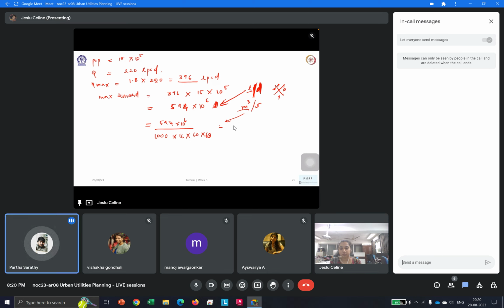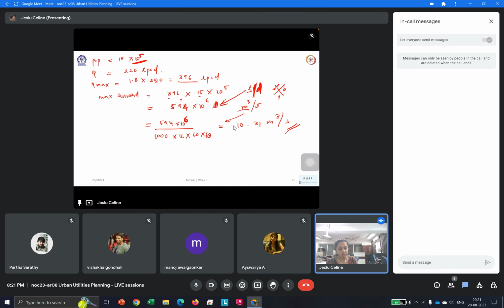Ma'am, is it 10 power 3 or 10 power 6? What I've written, 10 power 6. 594 into 10 power 6, because its population is 15 lakhs, right? So when you're multiplying this up, 396 into 15 will give you 5940. So 594 into 10 raised to 6. 10.31 meter cube per second, correct. 10.31 meter cube per second. Very good. So now we have got the total maximum demand.